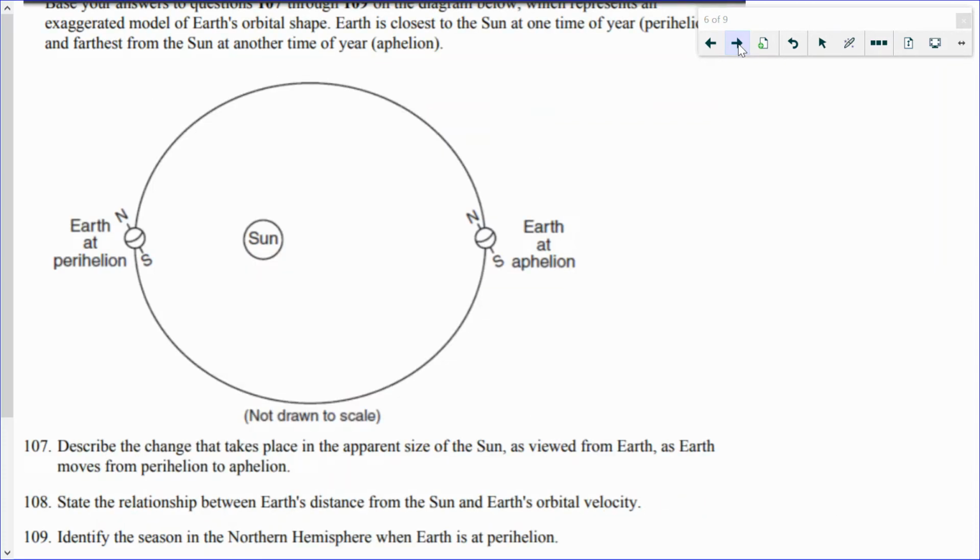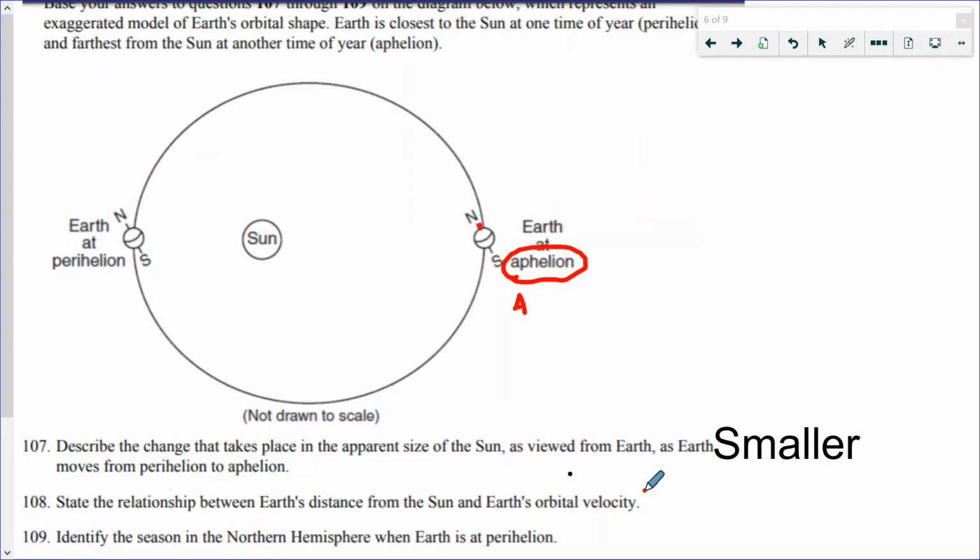Got another diagram here. It's a little bit exaggerated, goes through some of those things, and usually these are words that they give you and you don't have to come up with on your own. Just remember, A, away. And you can see that it's exaggerated. It's further away when it's tilted towards the sun. Describe the change that takes place on the size of the sun as it moves from perihelion to aphelion. As we're getting closer, it would get bigger. As we're getting further away, the size of the sun's going to look smaller.